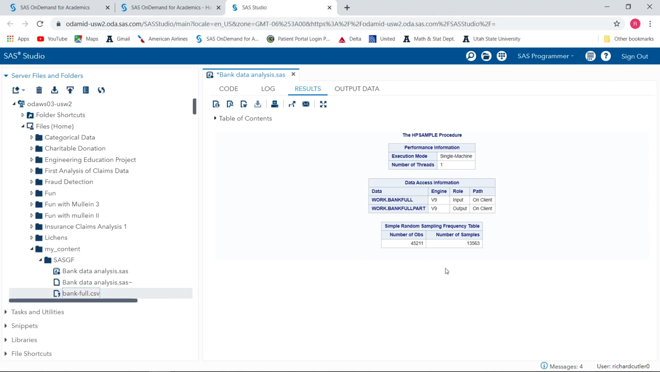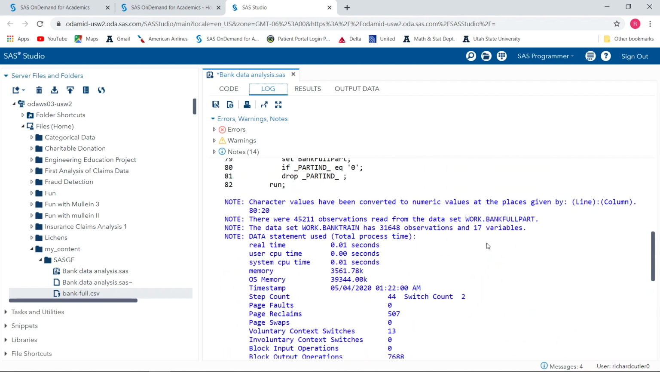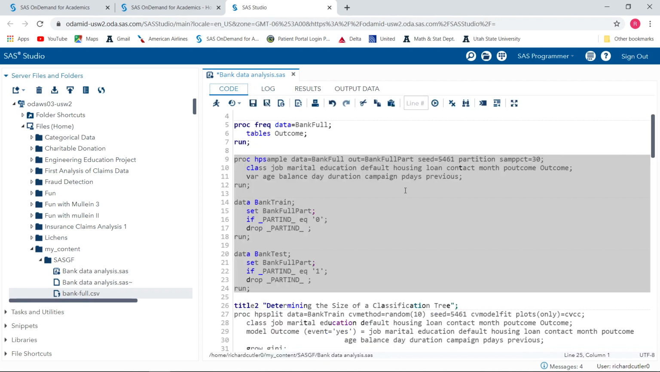And it's made the split. And so the 30% corresponds to 13,563 of the original 45,211 observations. If I go to the log file, I can see that the dataset bank test has got these 13,563 observations, and the dataset bank train has got 31,648 observations. So that's exactly what we hoped for.